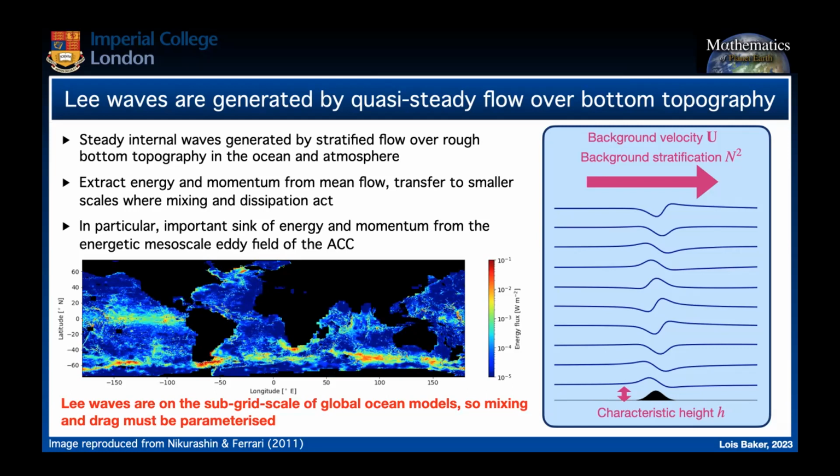And you can see there's a really high band of lee wave generation in the Southern Ocean, and in particular in the Drake Passage, where there's a real hotspot of generation. But these lee waves are on the subgrid scale of global ocean models, so we need to parameterize their effect on mixing and drag.